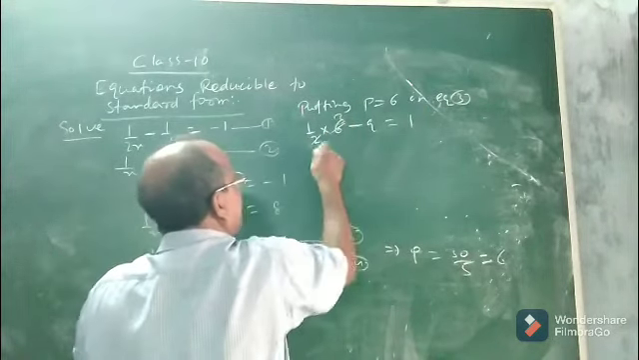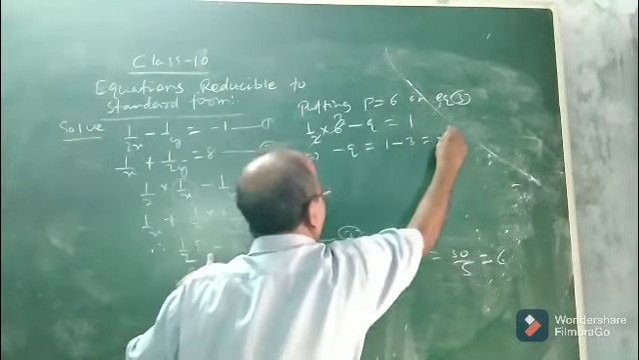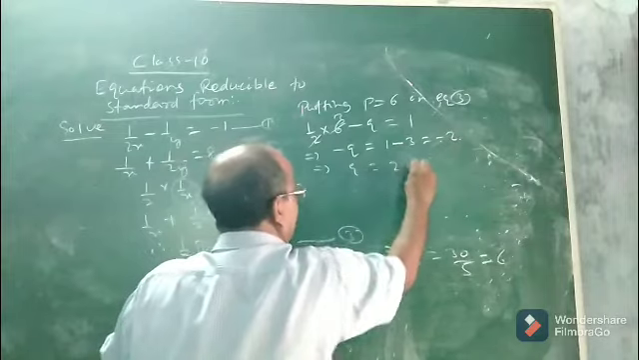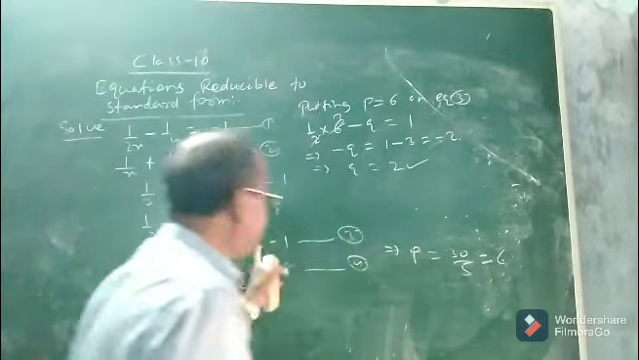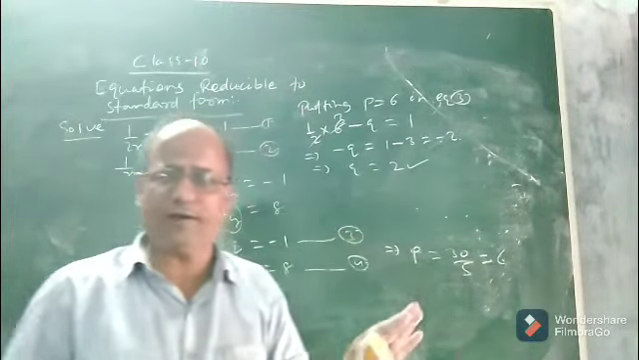Now you cancel, it is 3. So minus q equal to 1 minus 3, it is minus 2. Okay, and q will be equal to 2. See, children, by putting p equal to 6 in equation 3, I got the value of q equal to 2. Now I got the values of p and q.